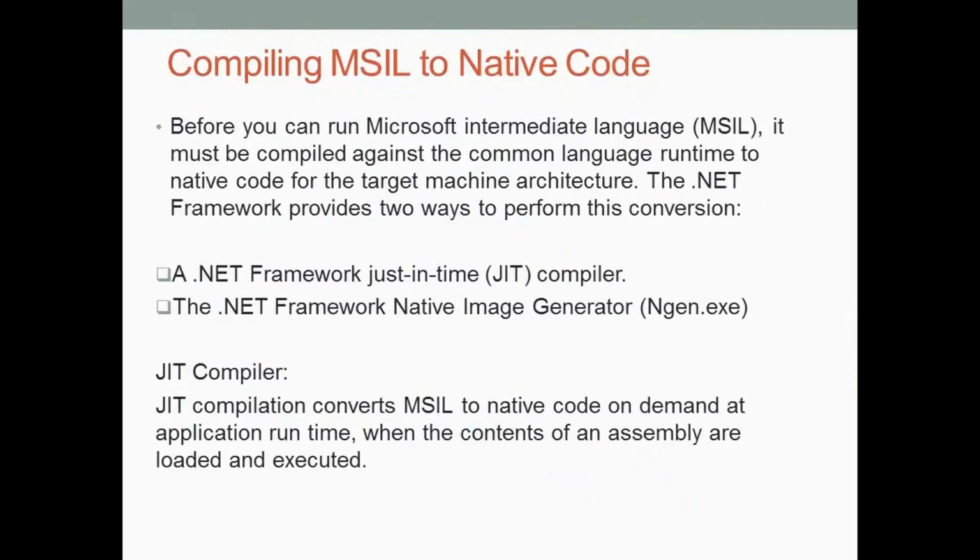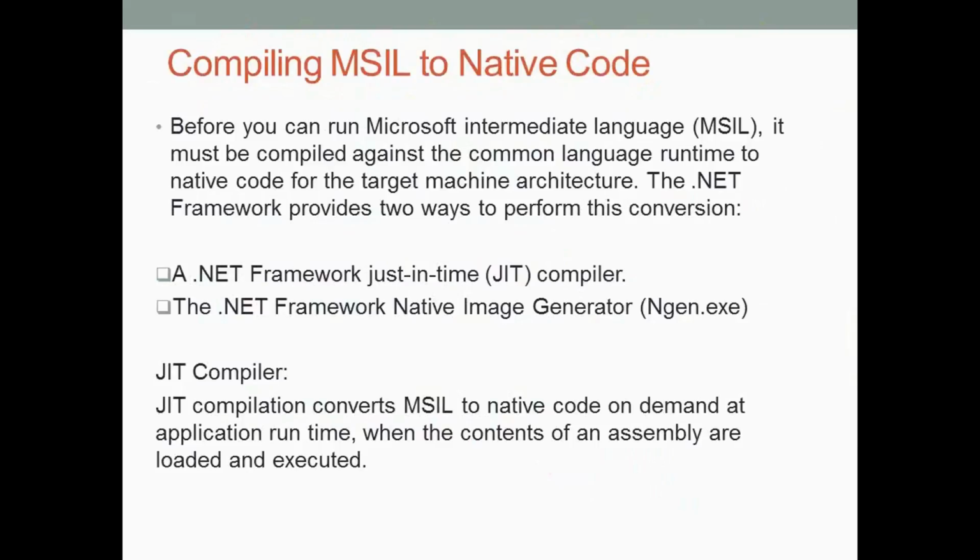Before you can run Microsoft Intermediate Language, it must be compiled against the common language runtime to native code for the target machine architecture, because MSIL does not contain any information about the operating system on which it is going to execute, and MSIL cannot be executed directly. The reason is, how will the operating system execute it? MSIL does not have any information about it. So MSIL must be converted into native machine code, and the .NET Framework provides two ways to perform the conversion. Number one, the .NET Framework just-in-time compiler. Number two, the native image generator, which is known as ngen.exe.